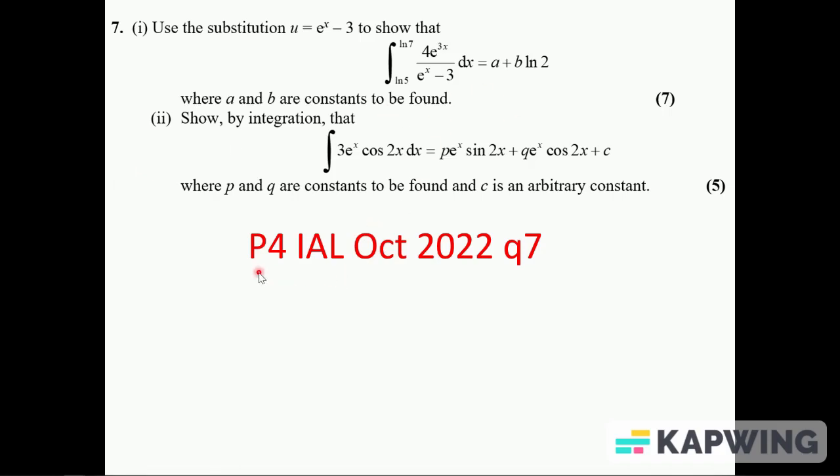International A-Level P4, October 2022. Question 7. There's an integration by substitution here, and then an integration by parts, actually with e to the x and cos 2x. Very unusual. So here we go.